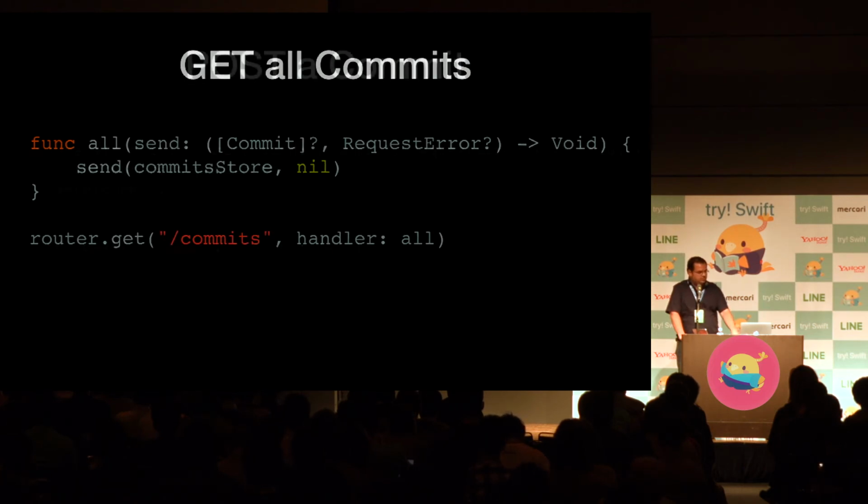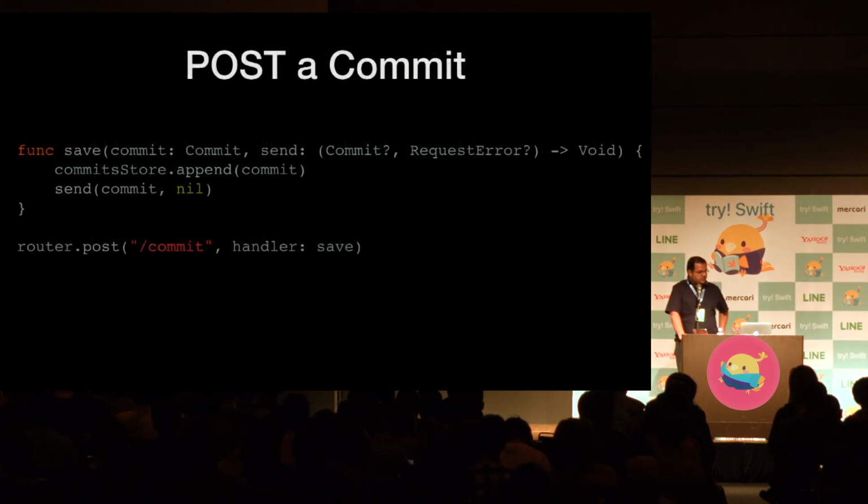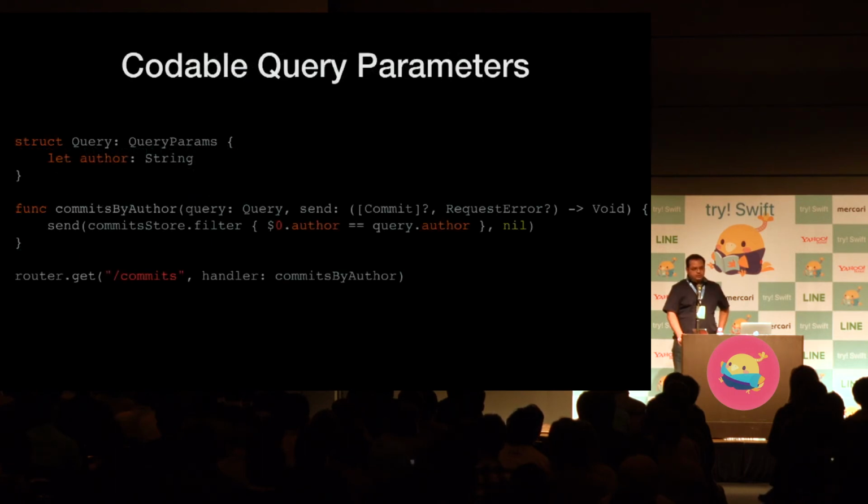Now let's see how the post commit looks. The handler actually takes a commit, which is the new commit. That's the first parameter, and then it takes the completion handler, and all you need to do is just say commitStore.append(commit). So again, you are working directly with your types, not with JSON. We also allow you to process Codable query parameters.